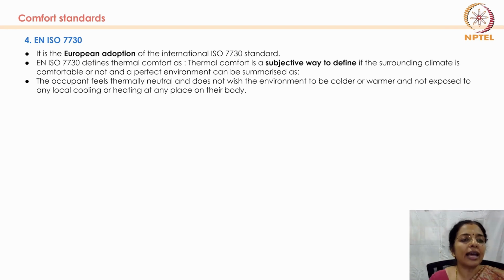You also have what is called EN ISO 7730. This is a European adoption of the international ISO 7730 standard, and this defines thermal comfort. Thermal comfort is a subjective way to define if the surrounding climate is comfortable or not, and a perfect environment can be summarized as the environment where the occupant feels thermally neutral and does not wish the environment to be colder or warmer, and is not exposed to any local cooling or heating at any place on their body.